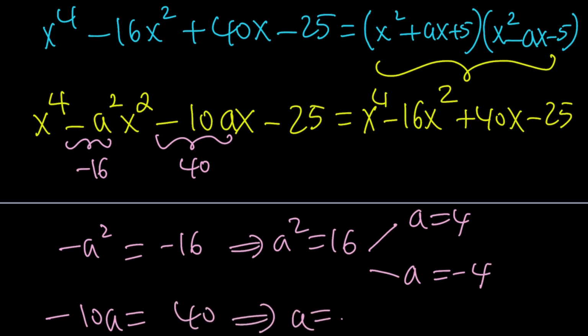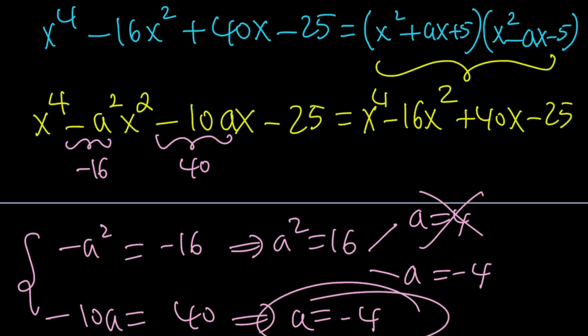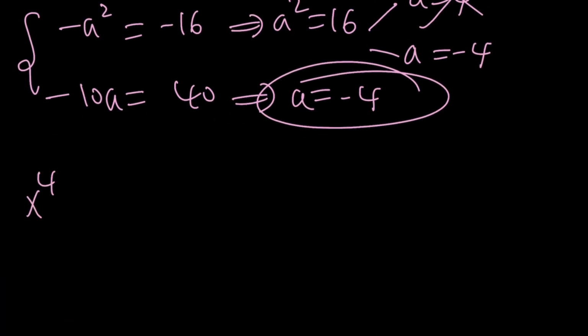So these two have to be satisfied at the same time. So we have an "and", which means a equals 4 is impossible. We have to go with a equals negative 4. And guess what? That gives us our polynomial in the factored form. So we're done, pretty much, right? Okay, it wasn't too bad.